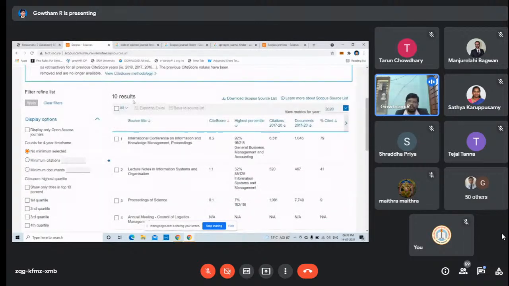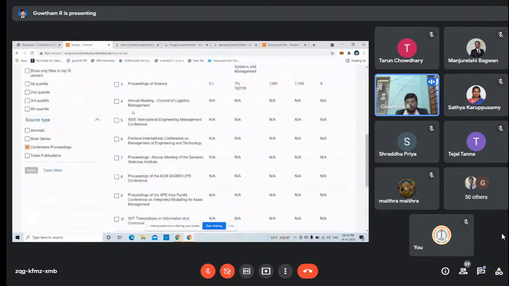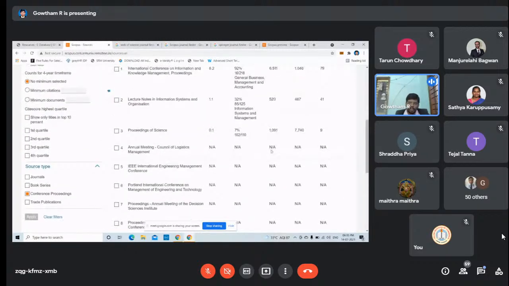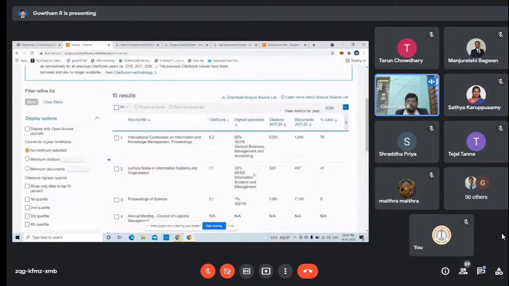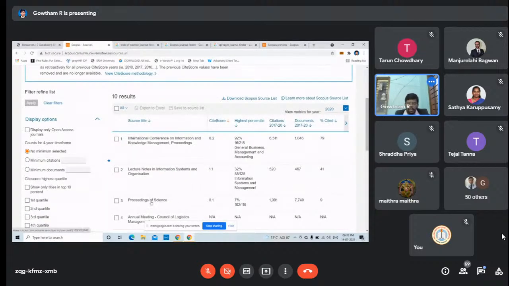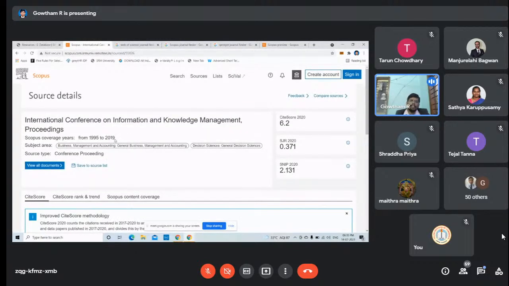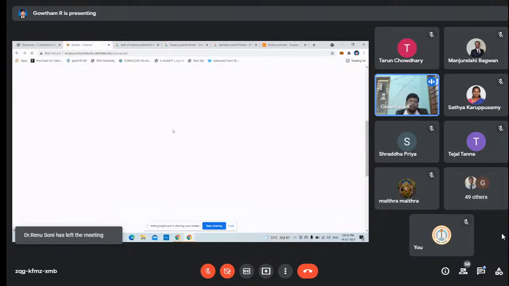So we have seen in our domain, we have only 10 conference proceedings, out of which already 7 are not at all applicable. See, it has already shown not applicable, not applicable, not applicable. So totally we have only 3 proceedings which are getting indexed in our Scopus. So you can click on that and see, and this one also, the coverage is over. See, it's from 1995 to 2019. So no longer in 2020, it is not accepting anything. So this you cannot publish.